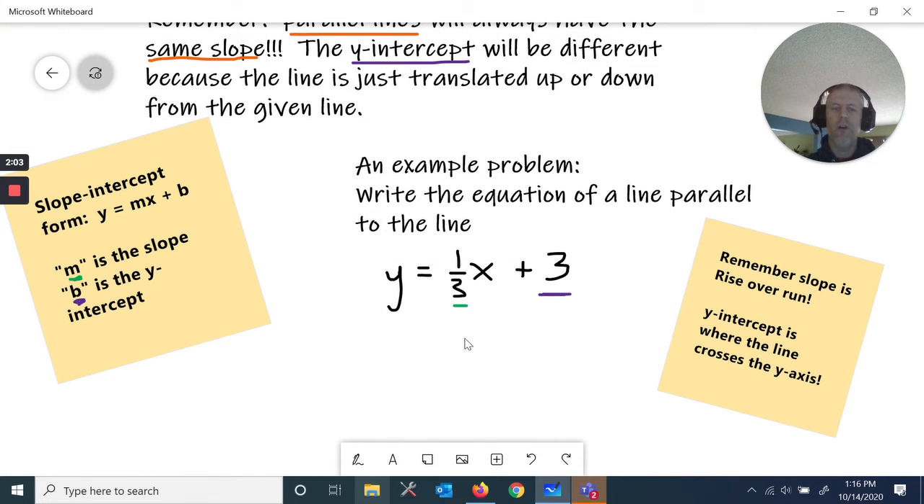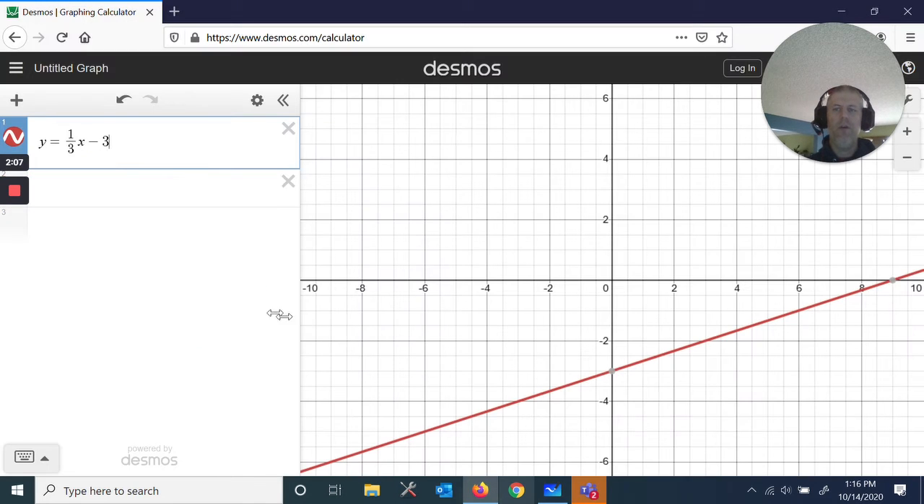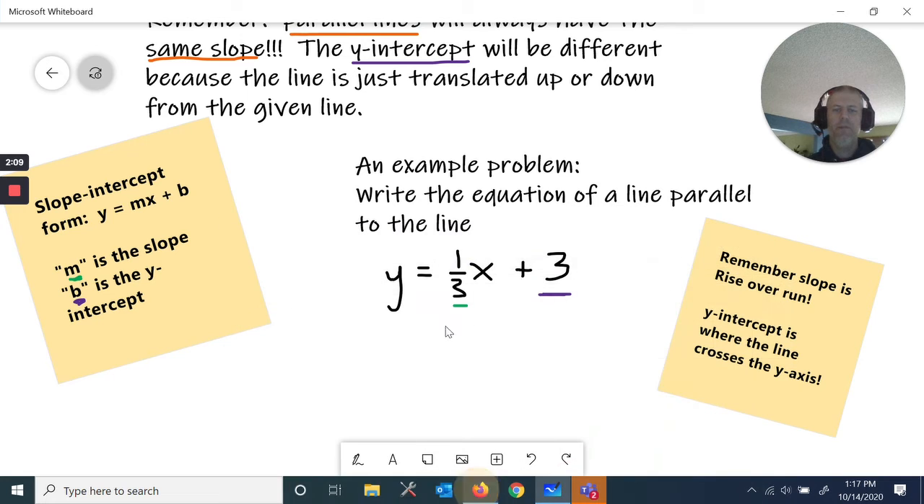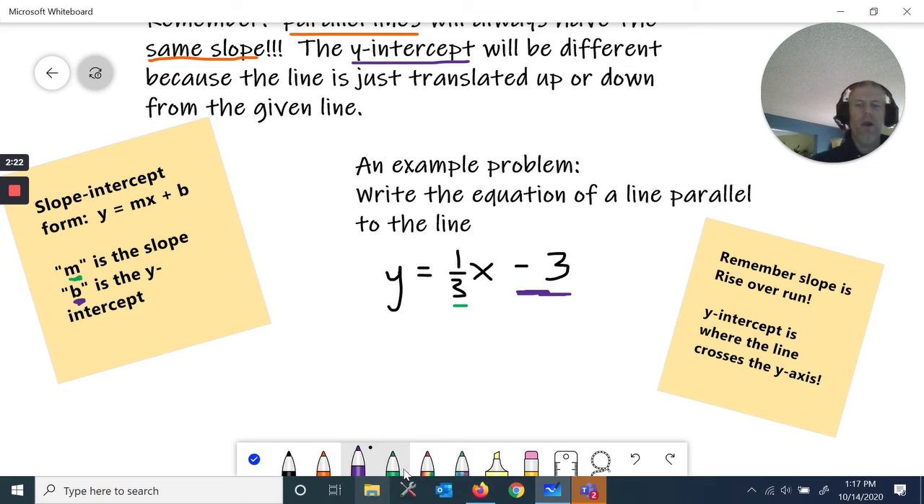So my slope is 1/3. My y-intercept is 3. So if I flip over to my graphing calculator, oh, I did -3. So let me go back here and fix that. I couldn't remember exactly what I put in there. So -3. Okay, so that minus is going to go along with that. So that whole thing, -3, is my y-intercept.